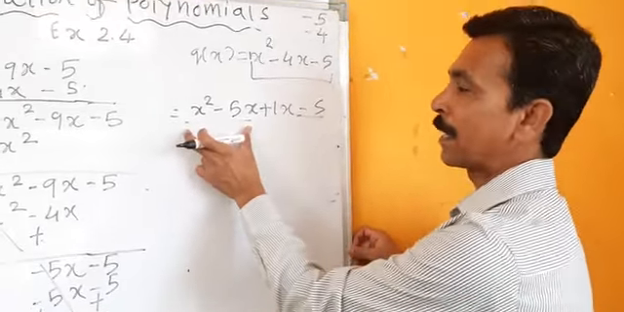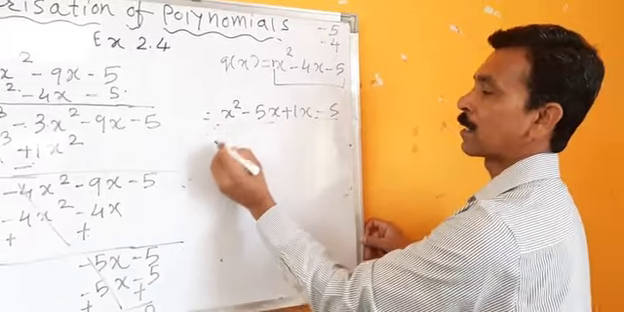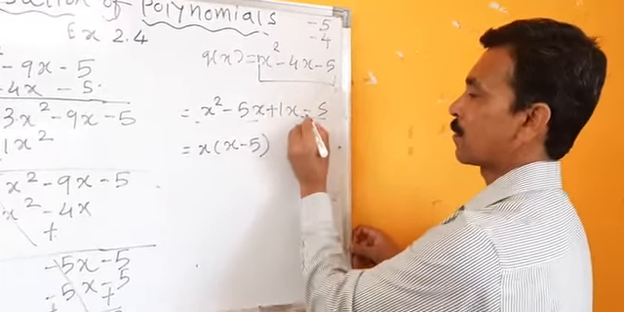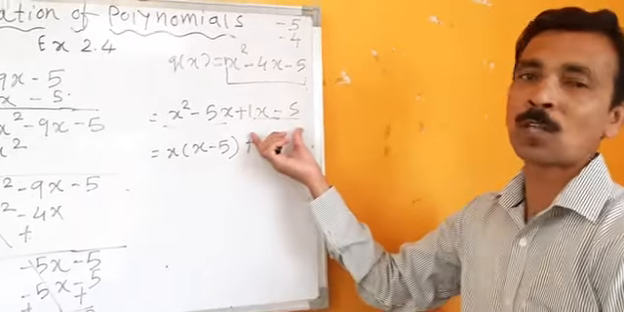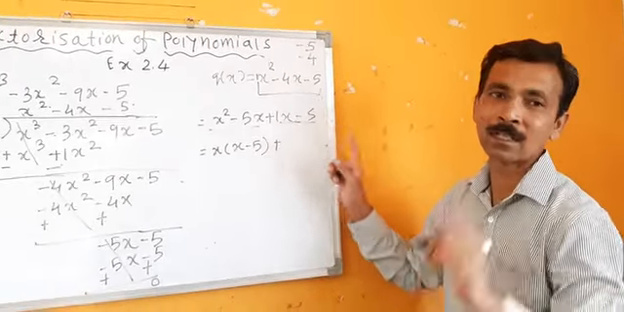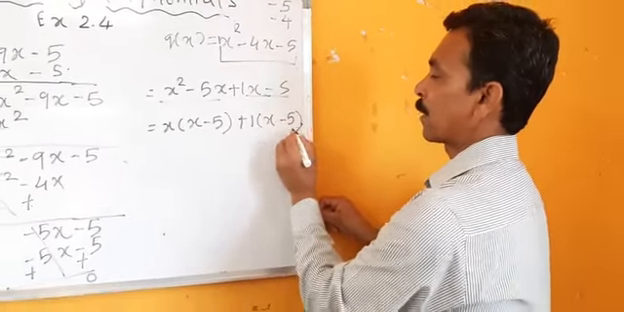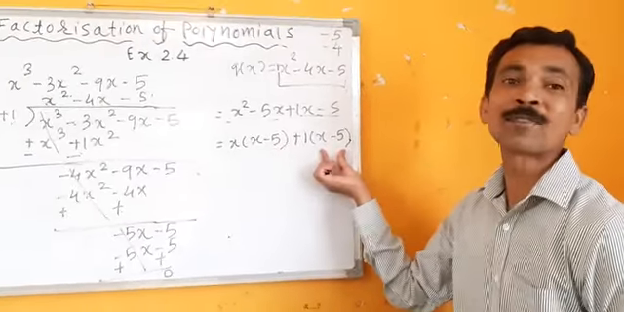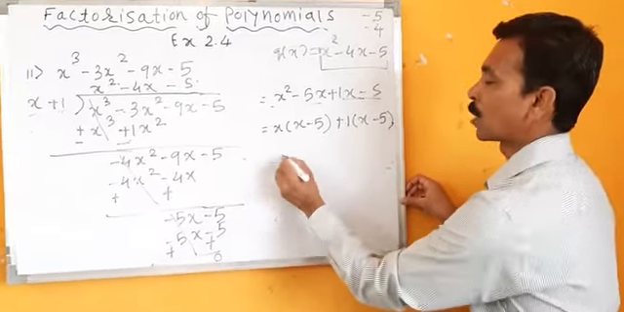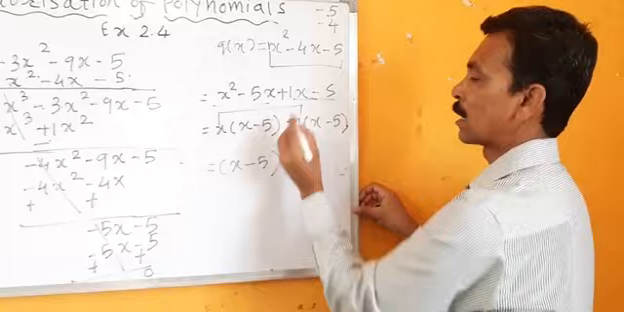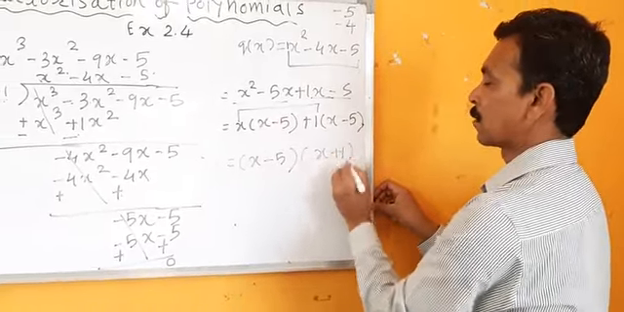And after that pair it, take common from the first pair. What is common? X in bracket x minus 5. From the second pair, what is common? There is nothing common here. So what is common? 1. Inside the bracket x minus 5. You know that both the brackets have to be the same. From both the brackets, take one bracket as common and another bracket as uncommon. What is uncommon? X plus 1.